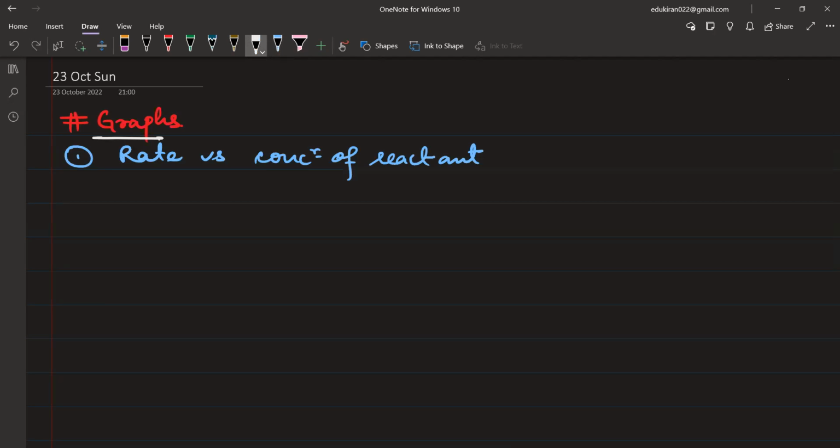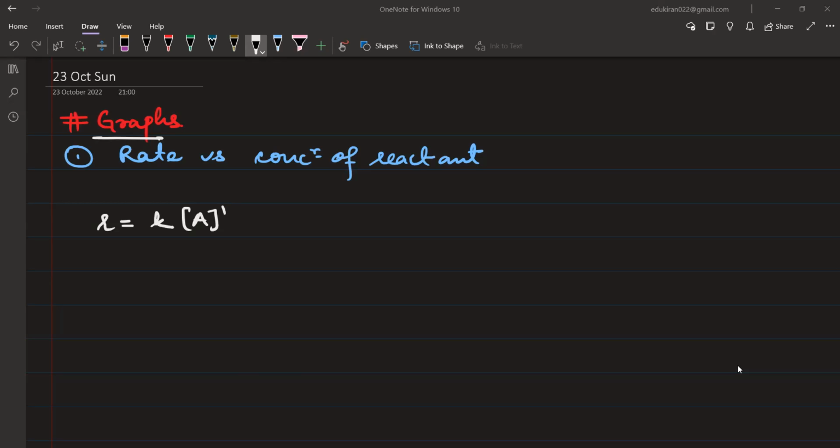In this case, rate will be equal to K into the concentration of A to the power 1. Just want to ask you something: is there any noise from my side? No, sir. Okay, fine. R is equal to K into A to the power 1.